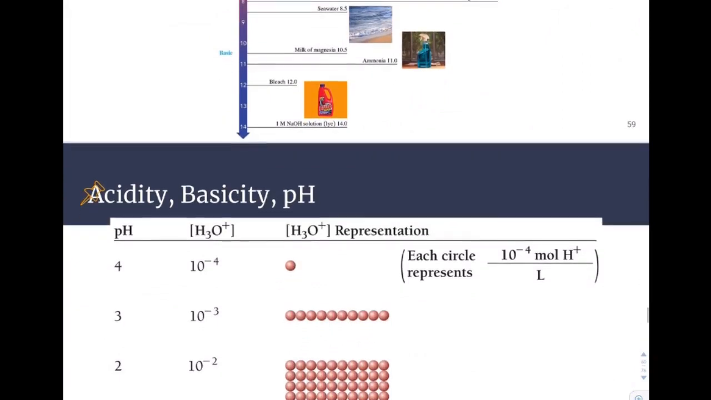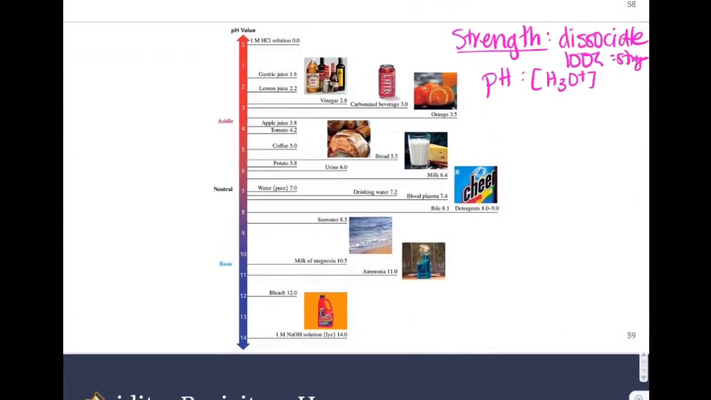And just a look at an example here. Gastric juice has a pretty low pH of 1.6, and that's typically because it has a strong acid in it, hydrochloric acid. But lemon juice is citric acid, and that's a weak acid, and their pHs are very similar. And so you can't always say that strength is directly proportional to pH.